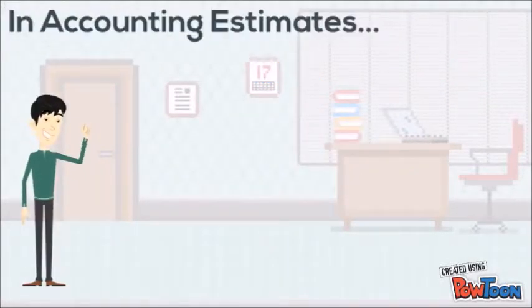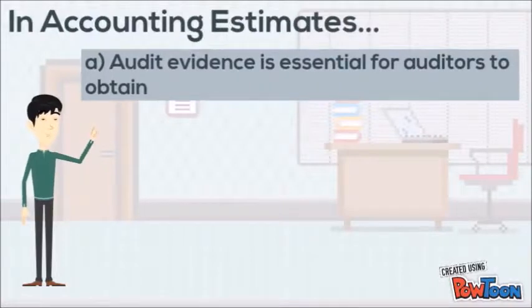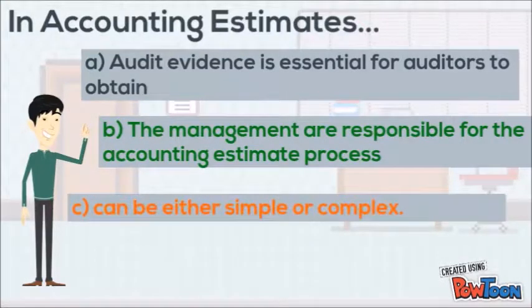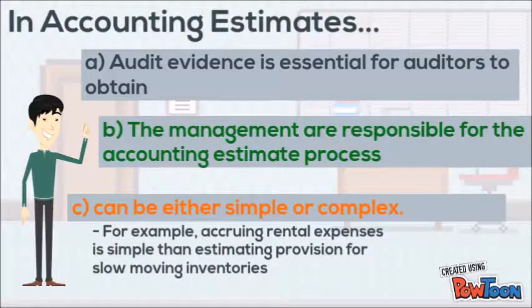In accounting estimates, audit evidence is essential for auditors to obtain to determine the accounting estimates, while the process of accounting estimates is the responsibility of the management. However, it is known that accounting estimates can be either simple or complex. For example, accruing rental expenses is simpler than estimating provision for slow-moving inventories.